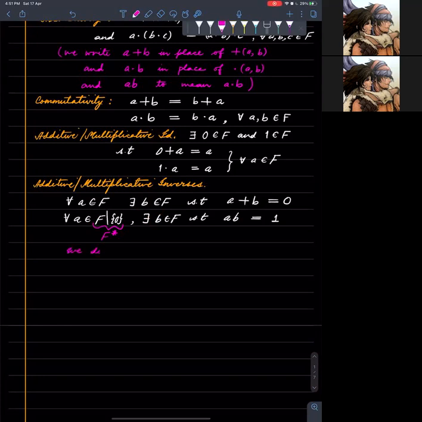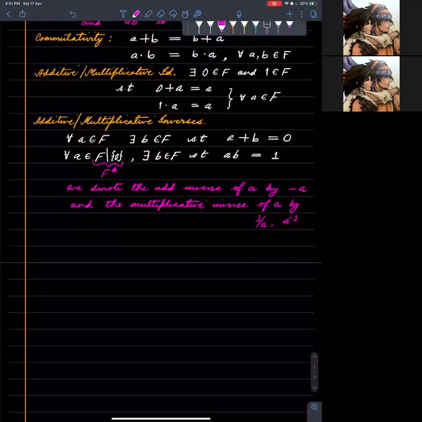We denote the additive inverse of A by minus A, and the multiplicative inverse of A by either 1 by A, or you can keep this simple. These are two very common notations.